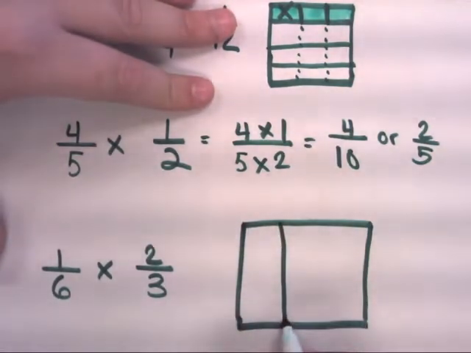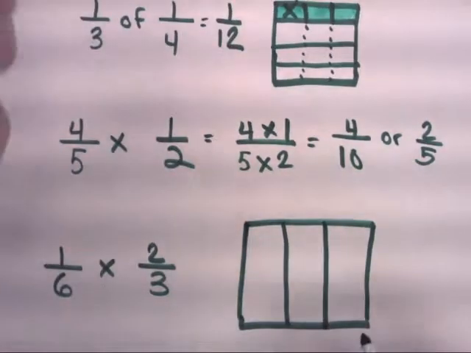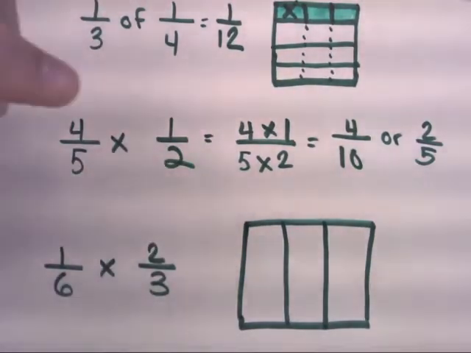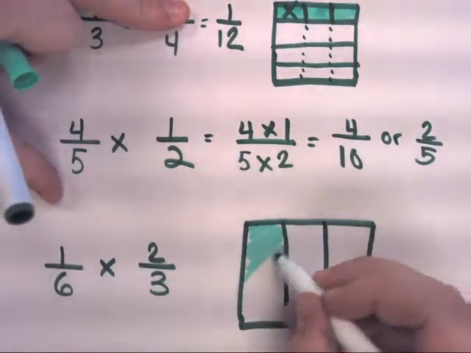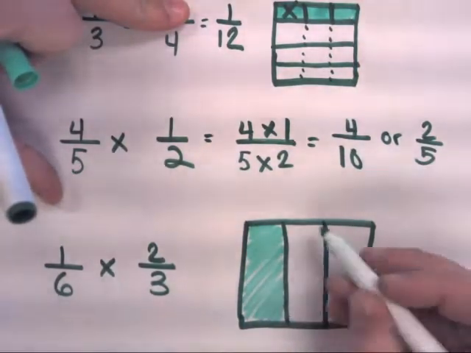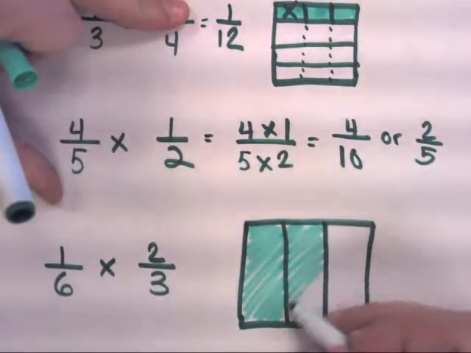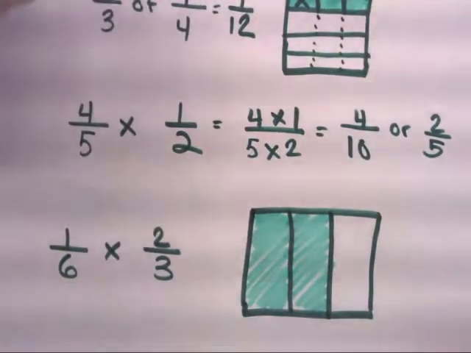So I'm going to start out by showing 2/3. I've split a whole into 3 pieces, 3 equal pieces, the best I can. I'm going to shade in 2 of those thirds. And then next I want to find 1/6 of those 2/3.